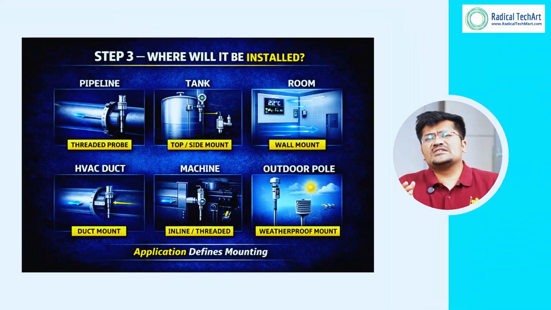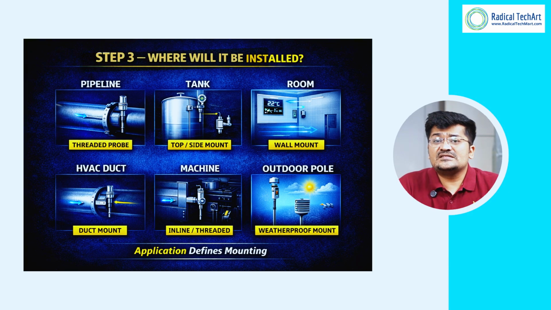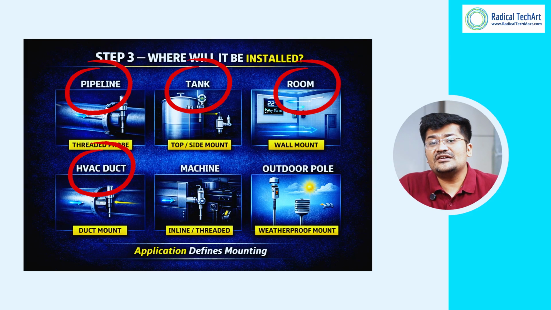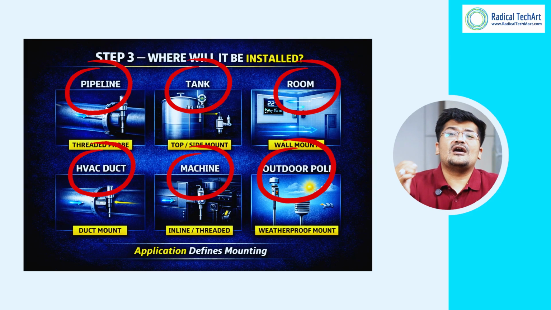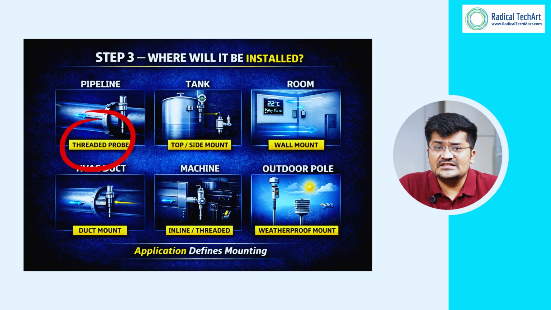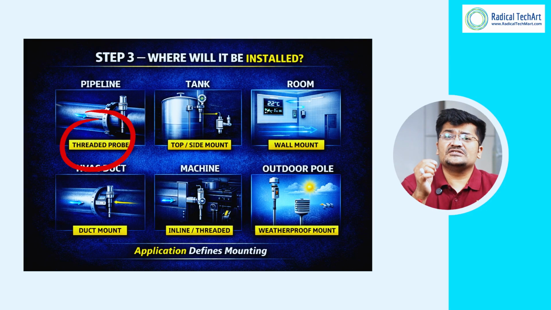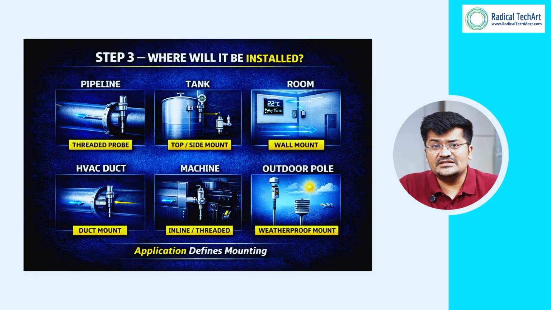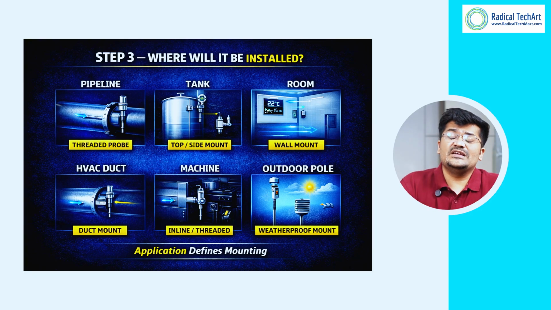Now the third step, understand the application. Ask the customer, where will this sensor be installed? Is it inside a pipeline, inside a tank, inside a room, inside an air duct or machine, or outdoors? Different applications require different sensor designs. For example, a temperature sensor in a pipeline requires a probe design. A humidity sensor in a clean room requires a wall-mounted transmitter. Application always determines how the sensor will be installed.